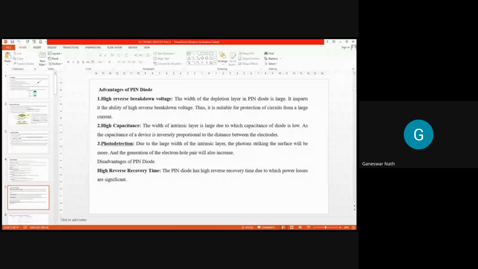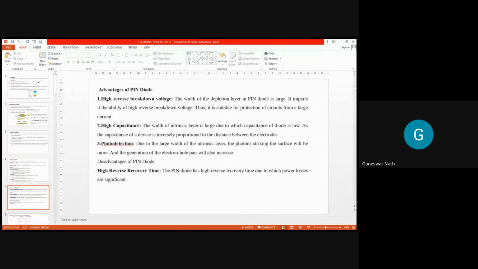So what are the advantages of the PIN diode? It has a high reverse breakdown voltage. Yesterday I also told you what the breakdown voltage is. It can tolerate, or resist, a high breakdown voltage. Because as you know, there is a P plus region over the P type, and also an N plus, N minus region over the N type, and within that we have the intrinsic region. So due to that, this diode possesses a high reverse breakdown voltage.